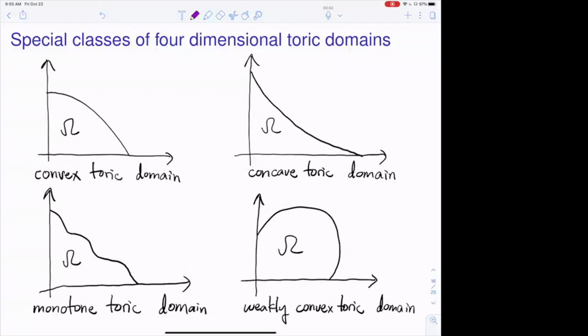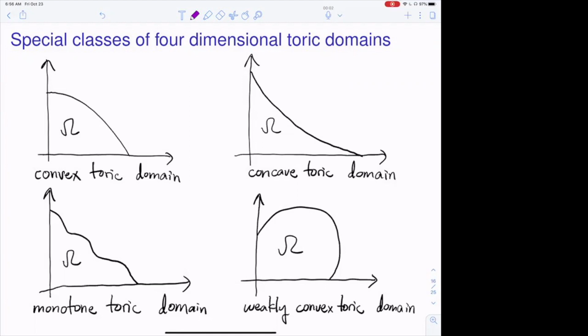So another way to say it is if you take omega and take all its reflections across the axes, it's still convex. It's a slightly bad choice of terminology because a convex toric domain is not the same thing as a toric domain that's convex. I apologize for that. So every convex toric domain is in fact convex. However, there are also some toric domains which are convex, which are not convex toric domains.